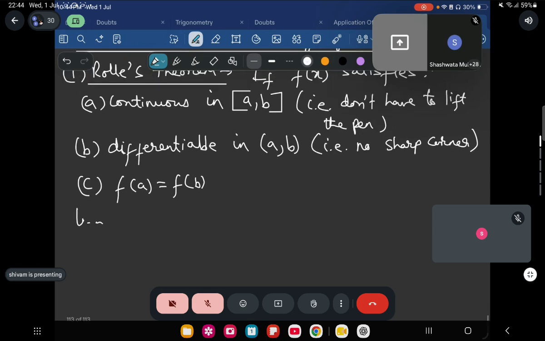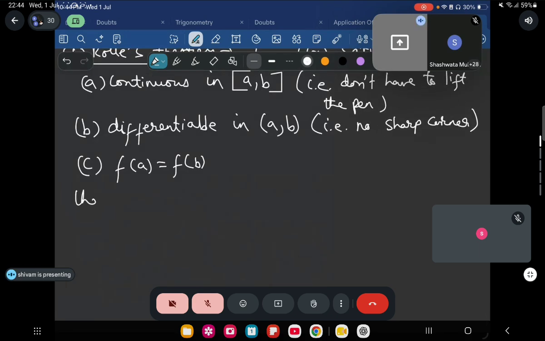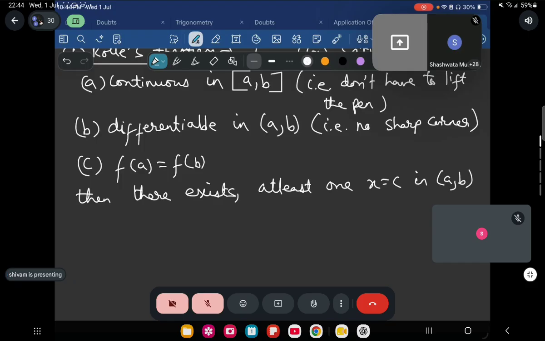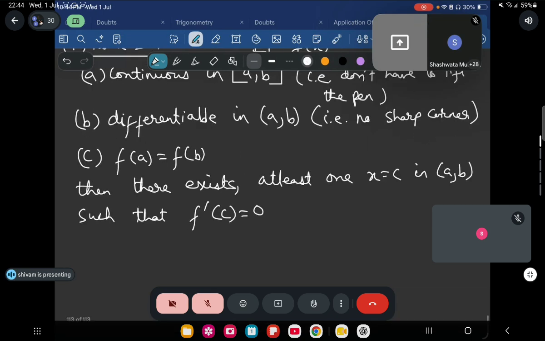Then there exists at least one x equal to c in open interval a comma b such that f dash at c will be equal to 0. Let us see the proof.